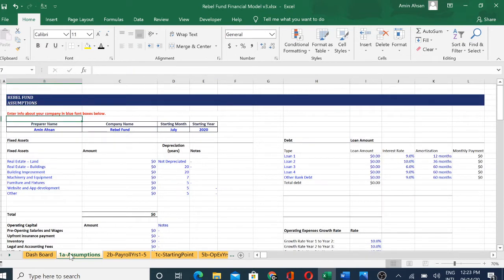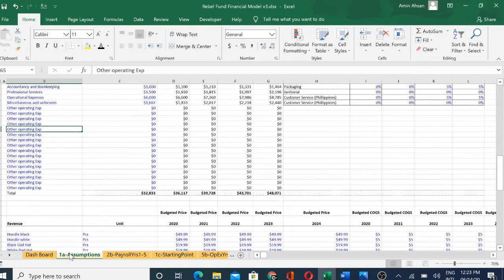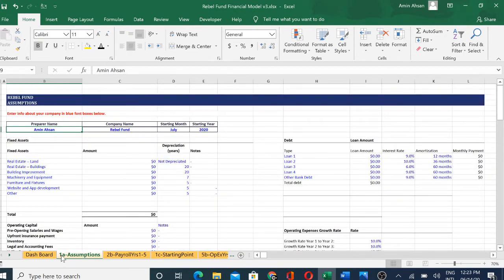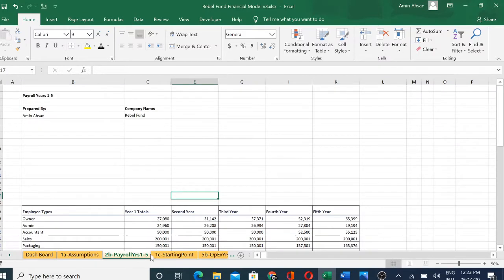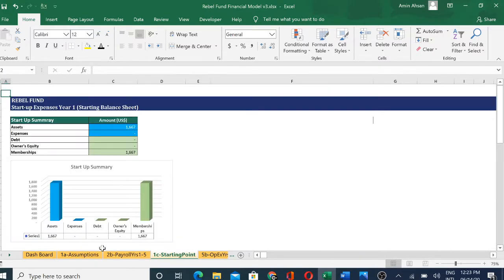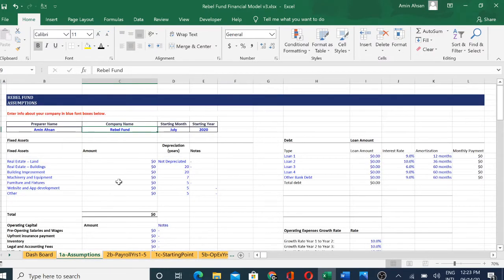The purpose of this video is that you have to understand that you only need to change this sheet, I mean the assumption sheet. You are not allowed to change any other sheets. All other sheets are linked with only this sheet. So let's try to understand this sheet and how it works.